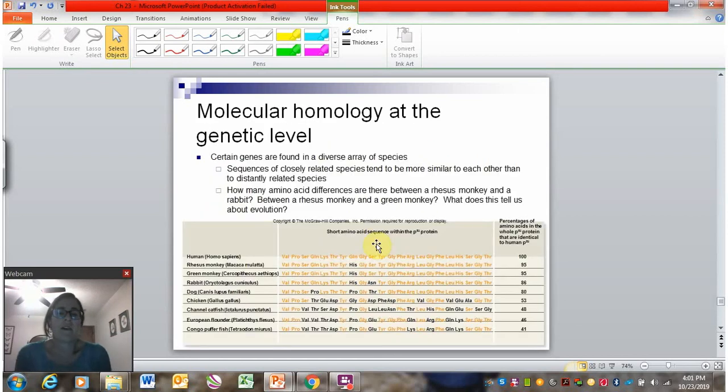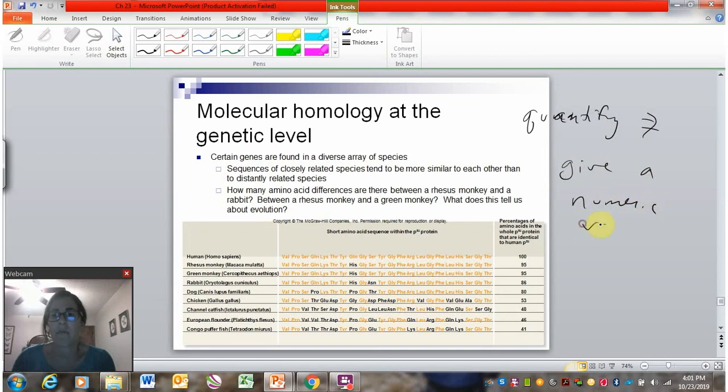One of the interesting things about molecular homology is that you can actually quantify it, right? So this word, quantify. What that means is to give it a numeric value. And we like numeric values because we can compare them easily.